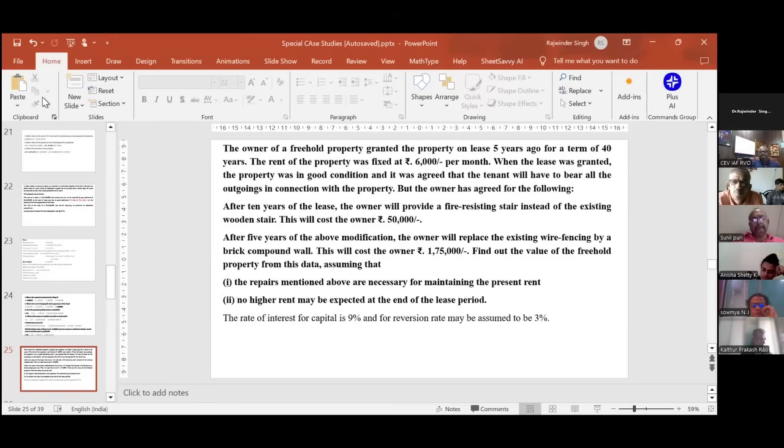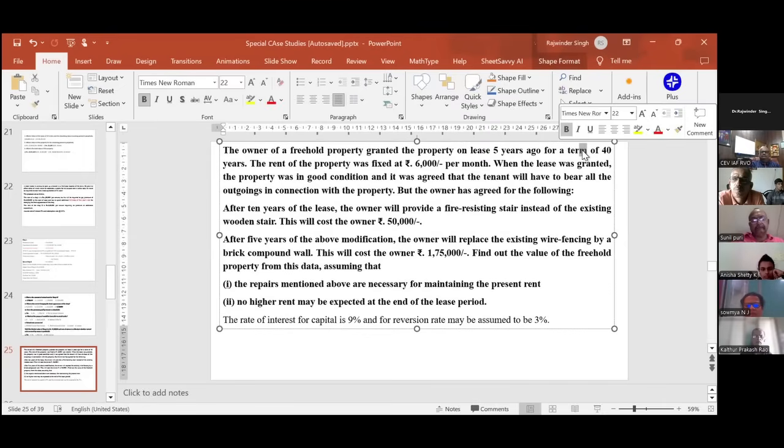So how will you do this question? Sir, I think it will be suitable for a YP reversion to perpetual. See here, what is the unexpired lease period? 35 years. What is the expected rent?